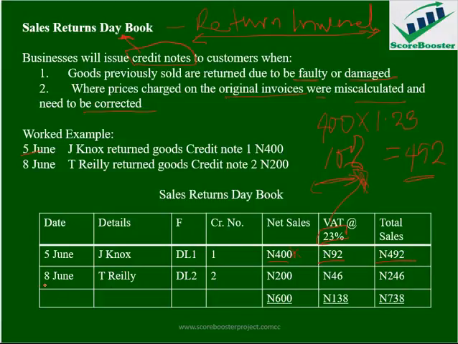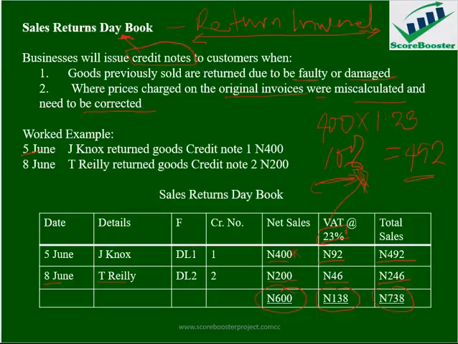Then, on the 8th of June, the other customer also returned goods worth 200 naira. Then the VAT element is also this, and the total gross is this. So this is what we are going to have in the return inward. This return inward, we shall see how we treat it by the time we come to the normal account proper. This is just to explain the book of original entry, as we said.